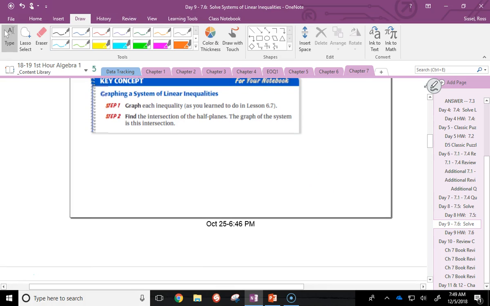Step 1, you're going to graph inequalities as we've learned in chapter 6.7, just like you did in warm-up 1 and 2. You're going to find the intersection of the half planes, and the graph of the system is in this intersection. Mainly, we're going to shade in one of the inequalities, shade in the other inequality, and where the two overlap, that's your answer. We're not going to write down an answer because it's not one set point. This is one of those where you are going to have to visually look at your graph to see your answer. Okay?